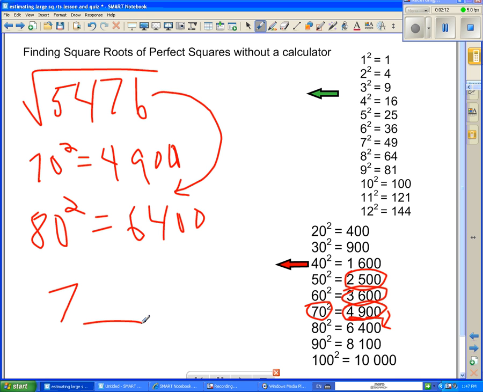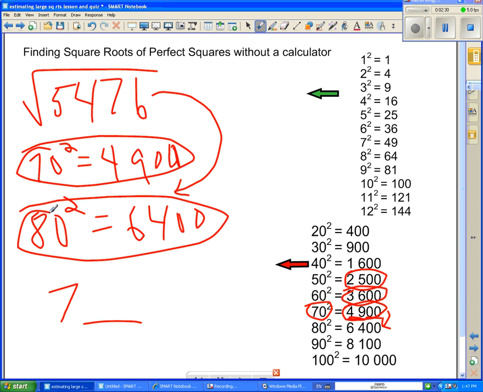Well, 5,476 is approximately 600 away from 70 squared, and it's approximately 900 away from 80 squared. So the number 5,476 is closer to 70 squared, so that these become my benchmarks. It's closer to 70 squared than it is to 80 squared. So I know the number is going to be closer to 70 than it is to 80.